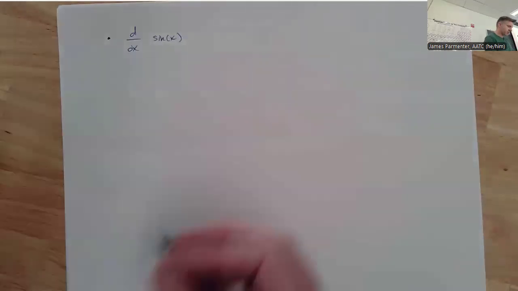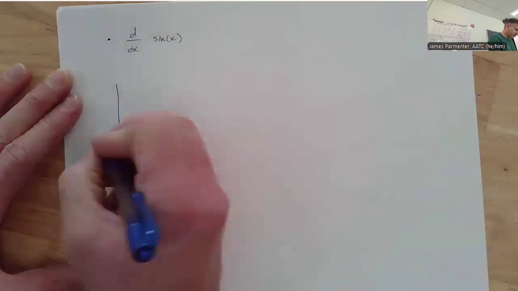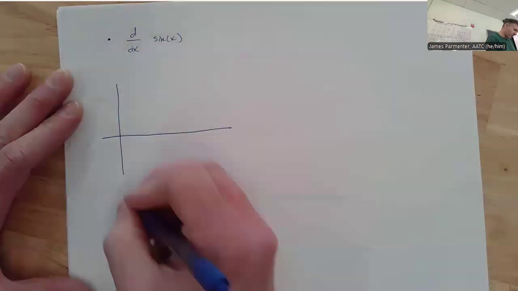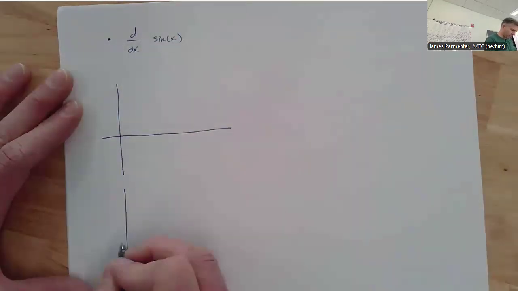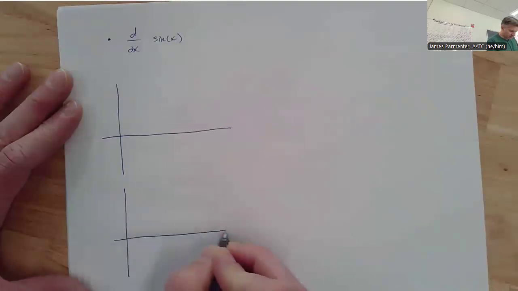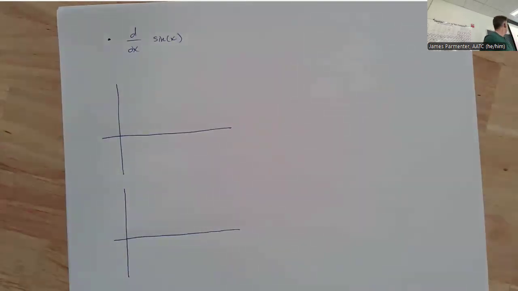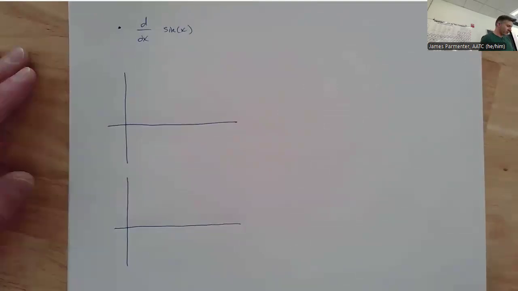So let's actually look at this graphically. And I'm going to want to draw a graph below this graph. So give yourself room to draw another graph below the graph you're drawing. Try and make things look relatively straight on here.